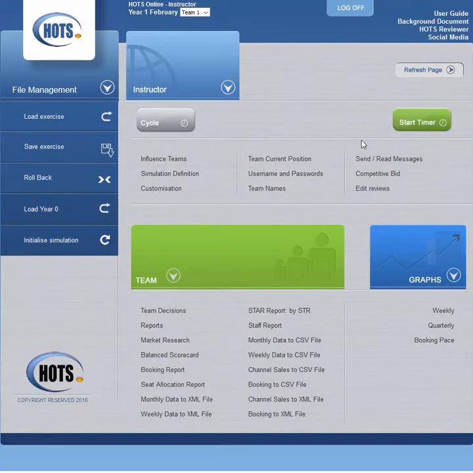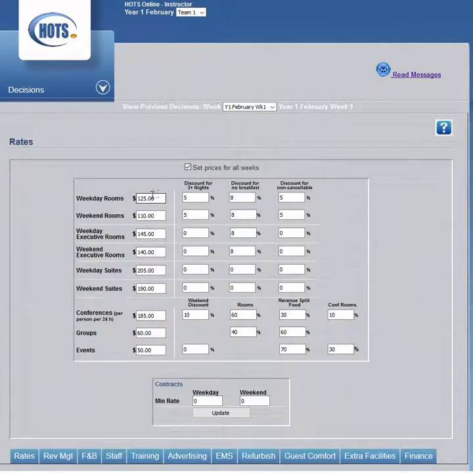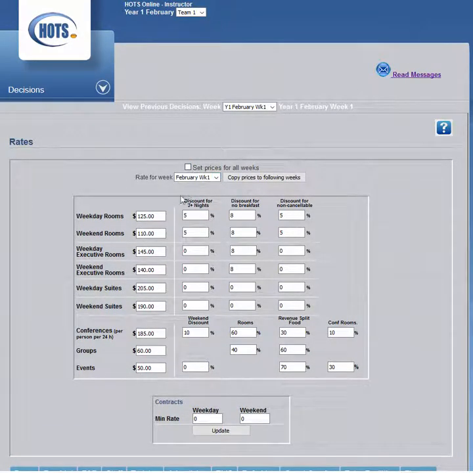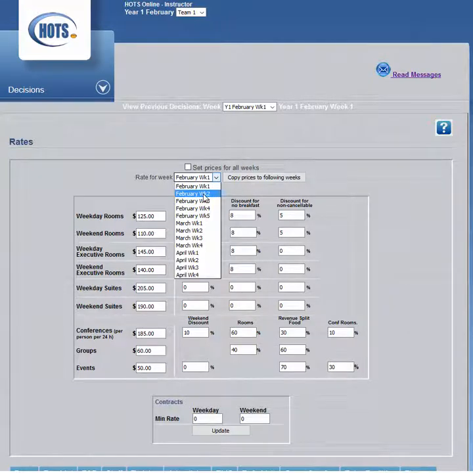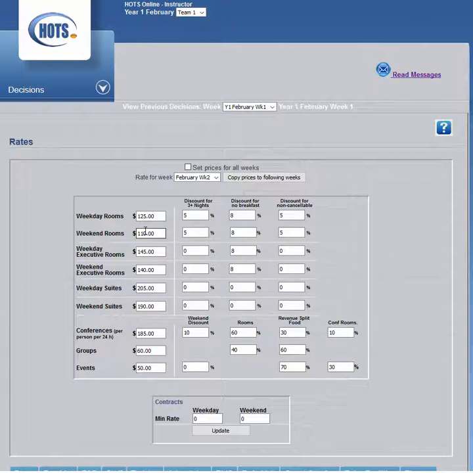So if we return to the decision screen, and for the rates, these are the base rates, so the best available rate that the teams are offering for the coming month. But within that month, we may want to set a different price for different periods. So on that calendar of events, we could see that there is an event coming up in the second week of February that is at the weekend, and we think that demand will be high on that weekend, and therefore I want to put the price up, so I'm going to add $20 to my weekend rate for the second week of February.